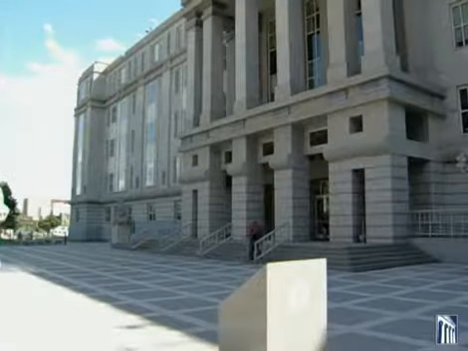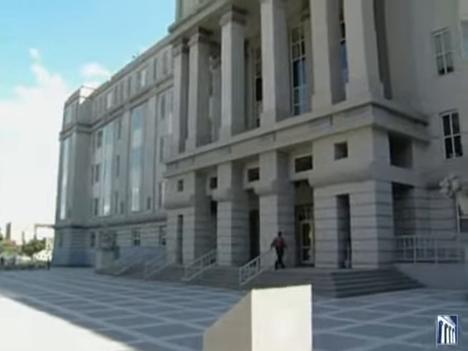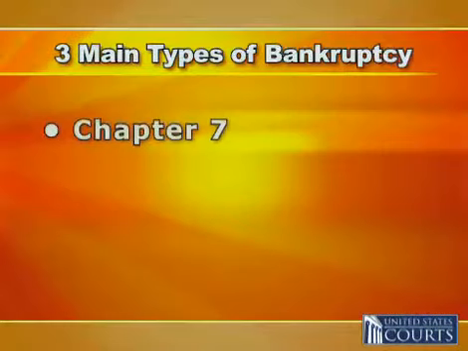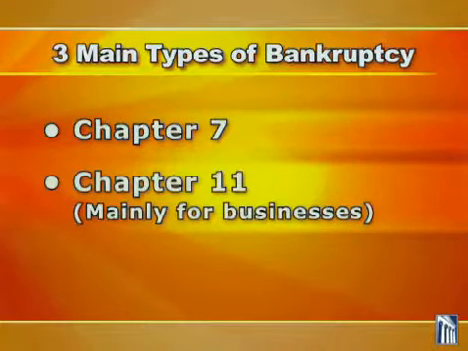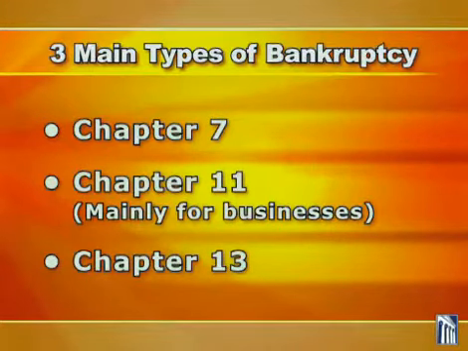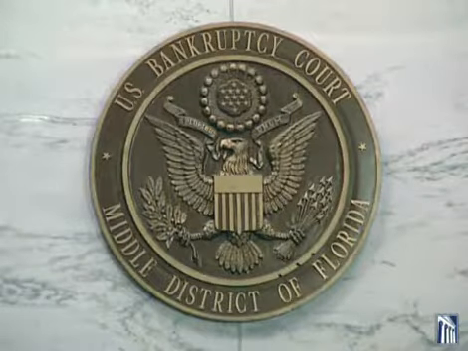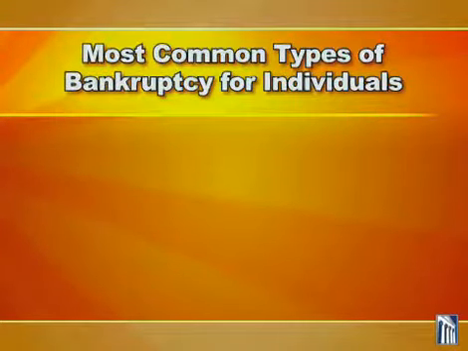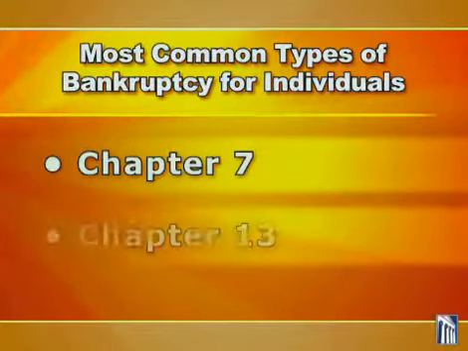There are three main types of bankruptcy cases. These are referred to by their chapter number in the Bankruptcy Code: Chapter 7, Chapter 11, and Chapter 13. The Bankruptcy Code is federal, not state law, and bankruptcy cases are filed in the United States Bankruptcy Court, not in a state court. The most common types of cases for individuals are Chapter 7 and Chapter 13.